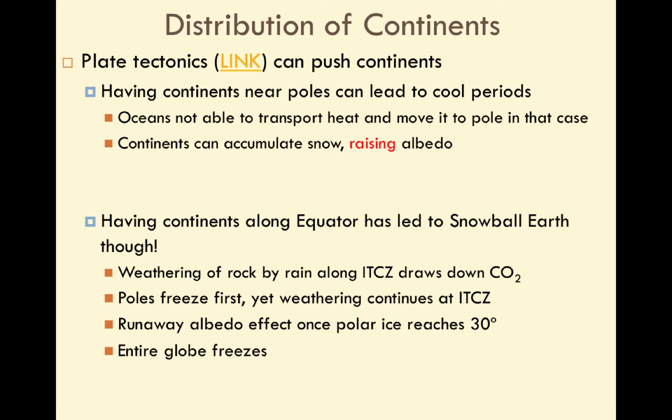The poles will tend to get the worst effects of that cooling process if you're drawing down CO2, but weathering can continue in the tropical zone because it's still warm enough to support rainfall and not freezing the continents that exist there. Once the Earth freezes to about 30 degrees north and south, starting from the poles downward, you actually get what's called a runaway albedo effect, meaning that the reflectivity is so high over the planet that the rest of the planet will freeze over as a result of this positive feedback going towards cooling.